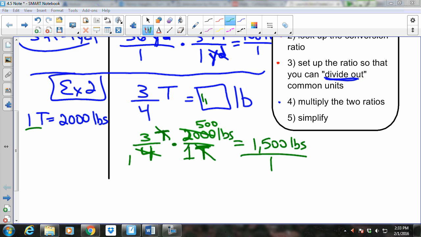So it equals 1,500 pounds. And I did not give myself enough room. It's always good to check to see if that is reasonable. 1 ton is 2,000 pounds. So 3/4 of a ton would be about 1,500. Yeah, because it's not going to be half. Half would be 1,000. A full ton would be 2,000 pounds. So that's how those work.